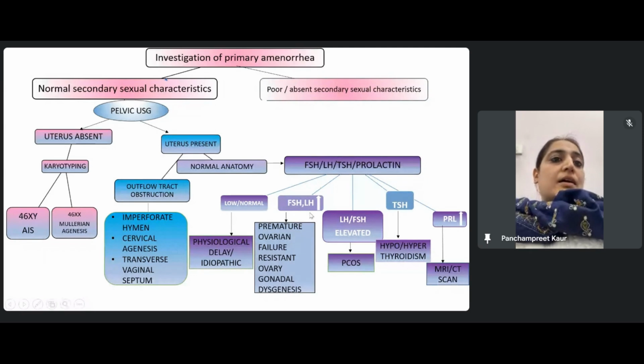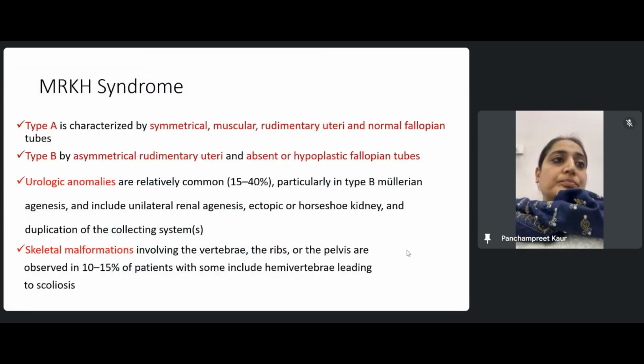If FSH and LH are high, it can point to premature ovarian failure or resistant ovary, or might be gonadal dysgenesis. They might be elevated even in cases of chronic anovulation or PCOS. TSH high or low can indicate hypo or hyperthyroidism, and an increased prolactin has to be evaluated, depending upon the levels, by an MRI or a CT scan.